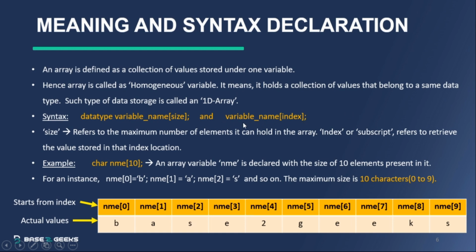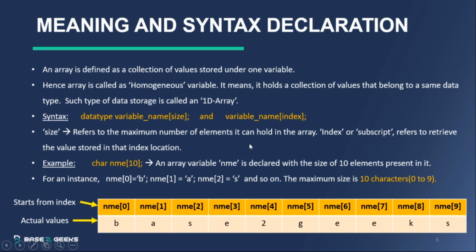So variable name, that is the name of the array variable, and its respective index. This index is also called a subscript. So what does this index refer to? It is used to retrieve the value stored in that index location.